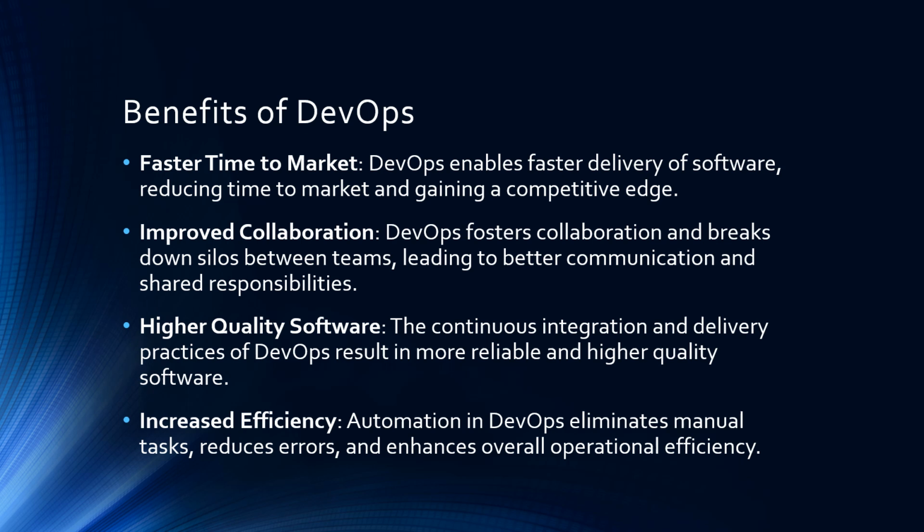Increased efficiency comes from automating routine tasks and standardizing processes. Teams spend less time on repetitive work and more time on innovation and improvement. This efficiency gain often leads to reduced costs and better resource utilization. Moreover, standardized processes reduce the likelihood of errors and make it easier to onboard new team members.